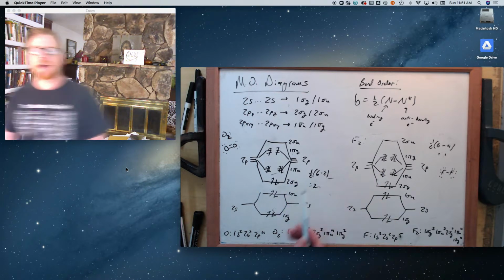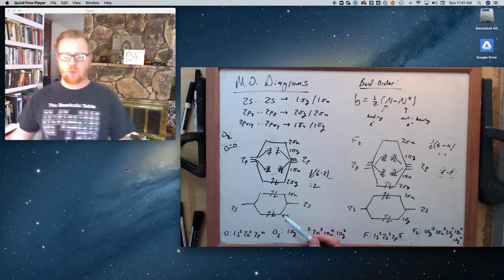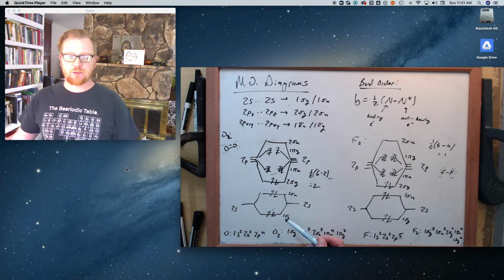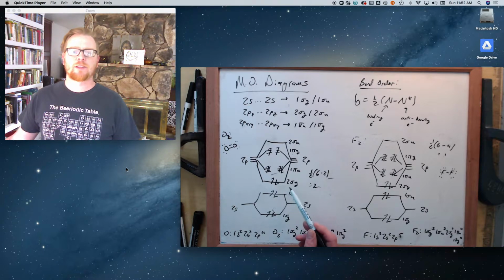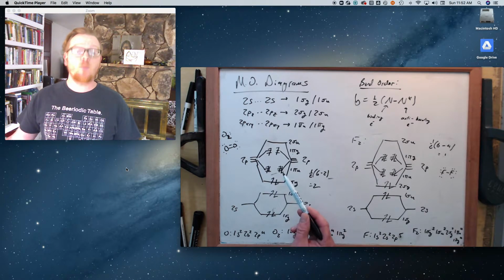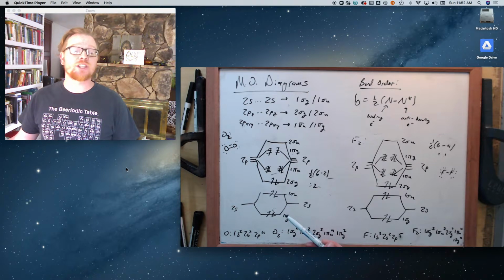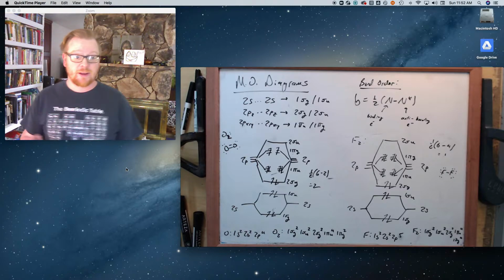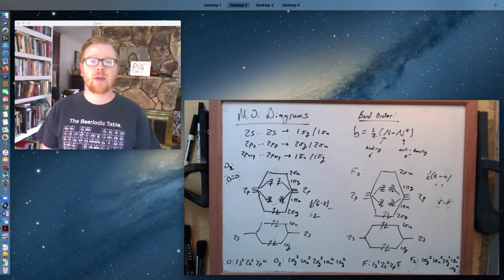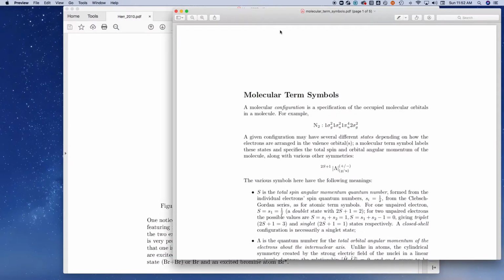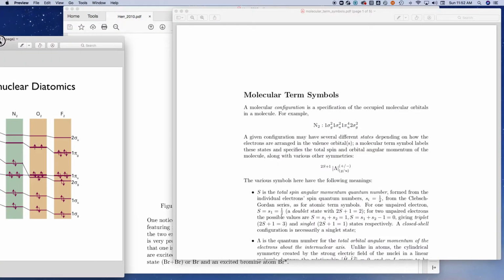And keep track here of the order, right? The way we're doing this for O2 and F2: 1 sigma g, 1 sigma u, then 2 sigma g, then 1 pi u, then 1 pi g, then 2 sigma u. The situation changes with nitrogen. Okay, and so let me grab a document real quick here and show you.